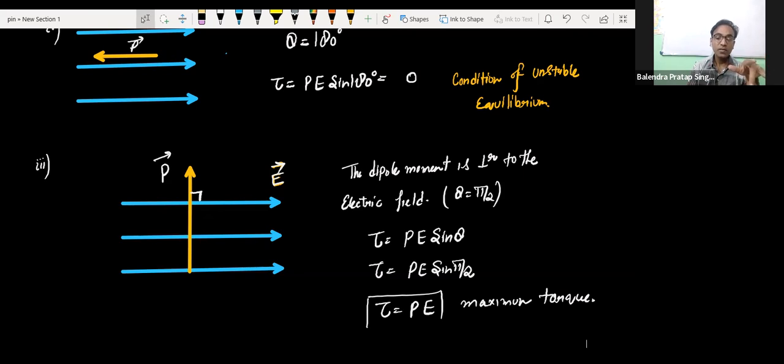We also did some problems based on the dipole moment in an external field, where we found the torque. Today I'm stopping here. The next lecture will be based on electric flux. Electric flux is the next topic that I will discuss, and it is the last topic of your chapter number one. So we are very close to finishing chapter number one.